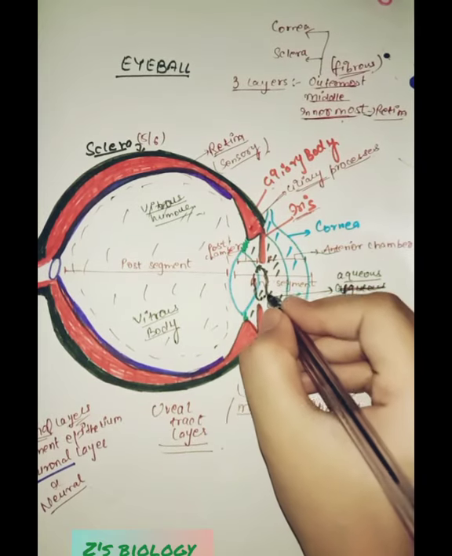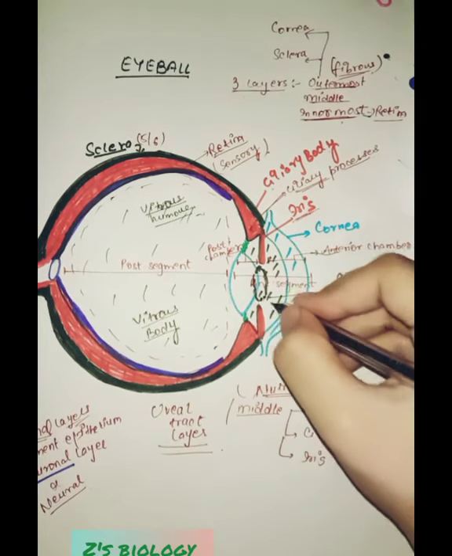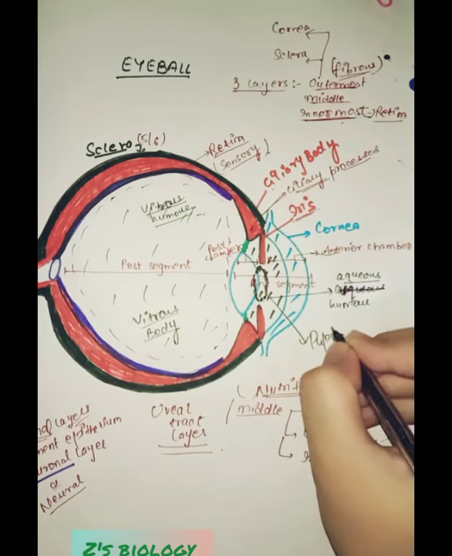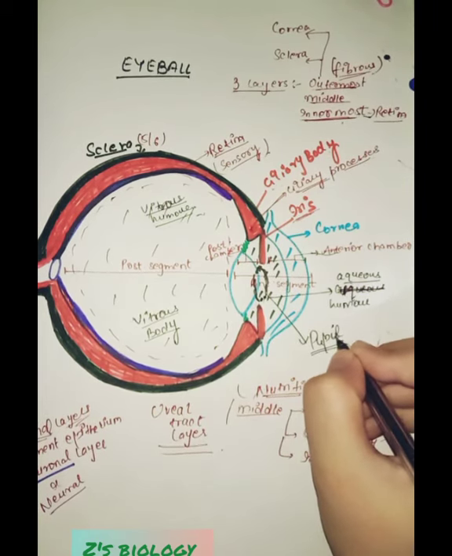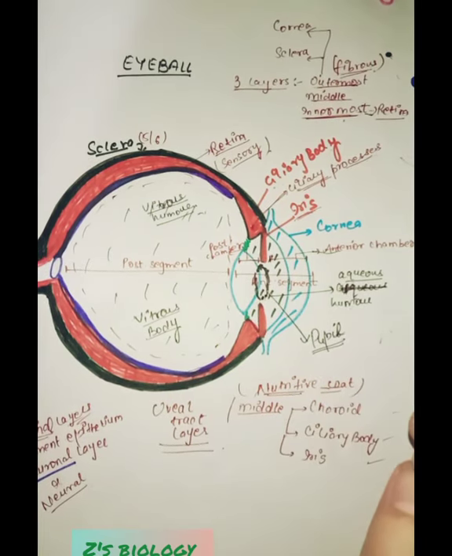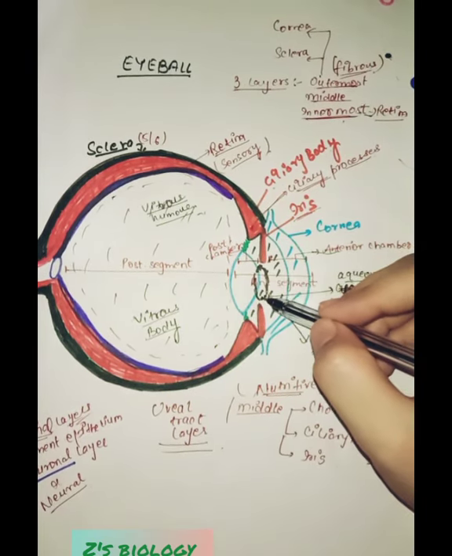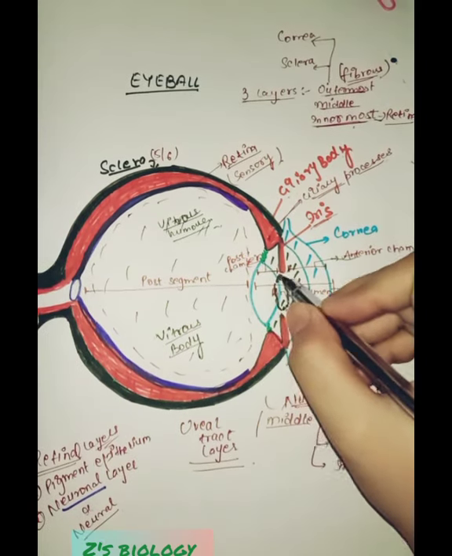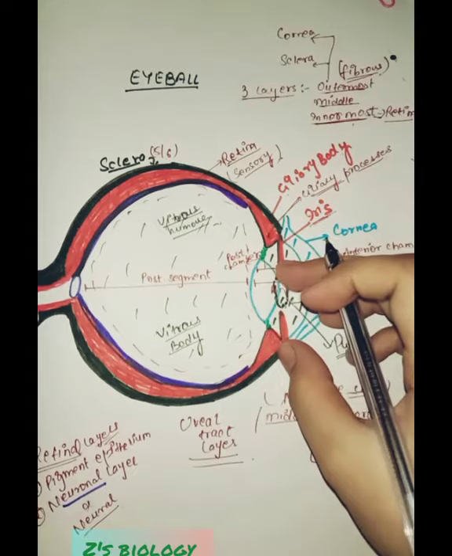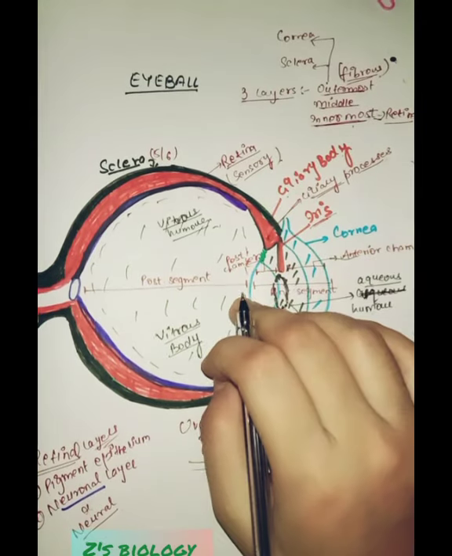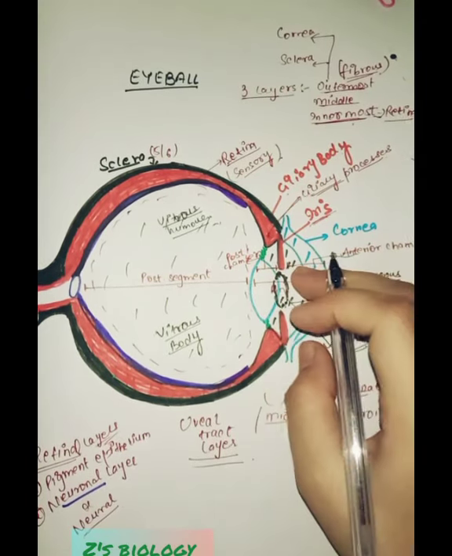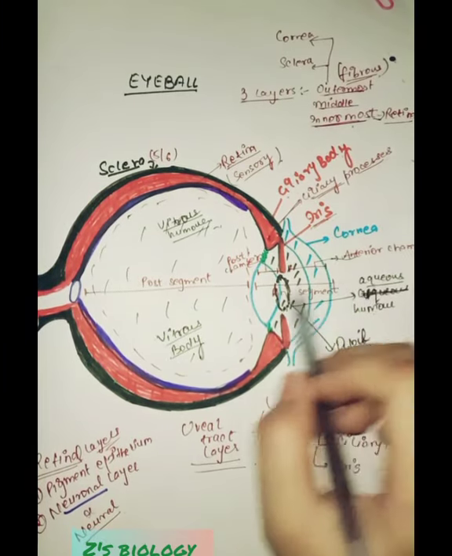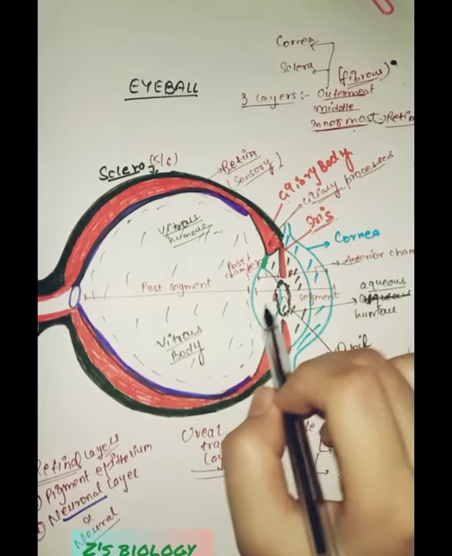I am writing here that this is the pupil. Sometimes it is also called the iris aperture. So this is the hollow space or the hollow aperture between both the iris. In the size of the pupil, iris controls the amount of light entering into the eye, and thus it behaves as an adjustable diaphragm. This iris can control the amount of light entering into the eye through the pupil.